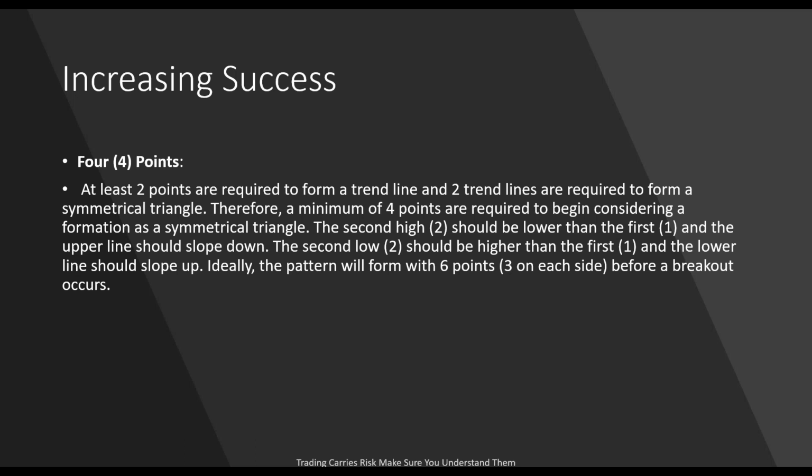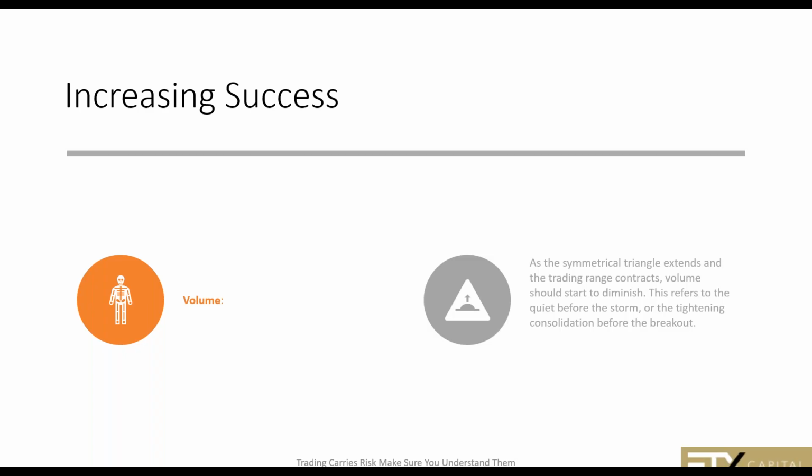So at least 2 points are required to form a trend line, and two trend lines are required to form a symmetrical triangle. Therefore, a minimum of 4 points are required to begin considering the formation of a triangle. The second high should be lower than the first, and the upper line should slope down, or the second low. You know, it's okay. Like I said, it's the reverse of the reverse of the reverse. Remember, there are always mirror images.